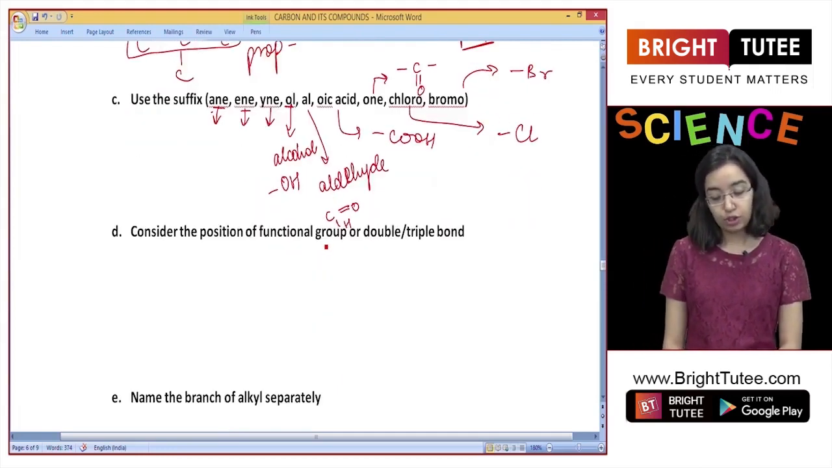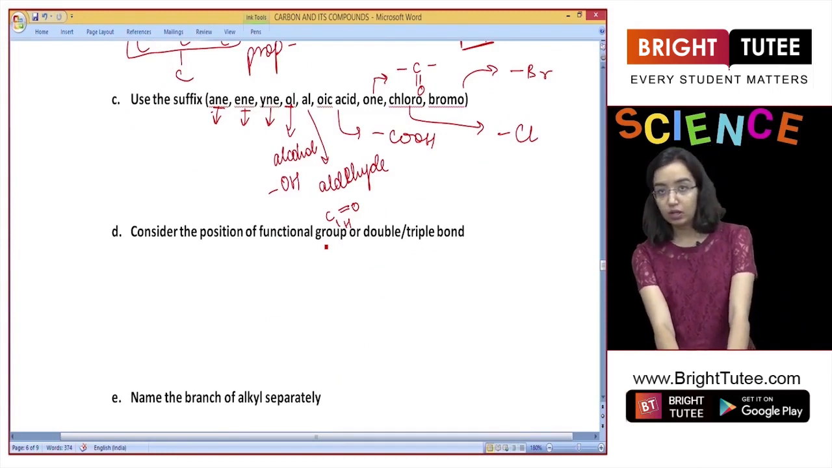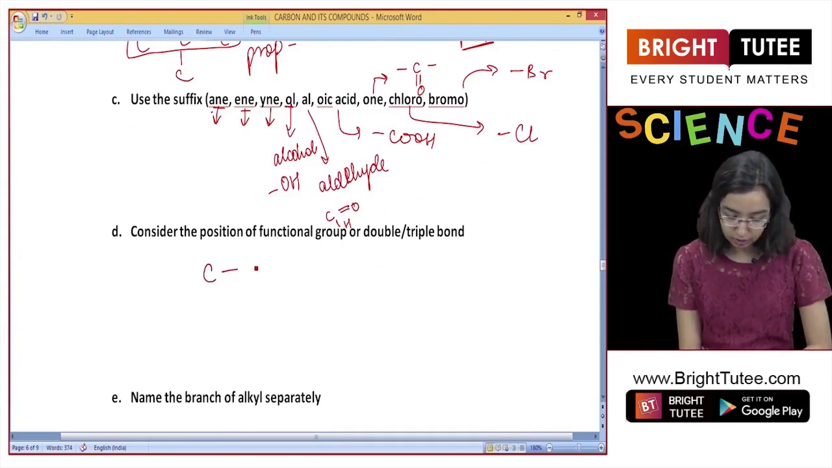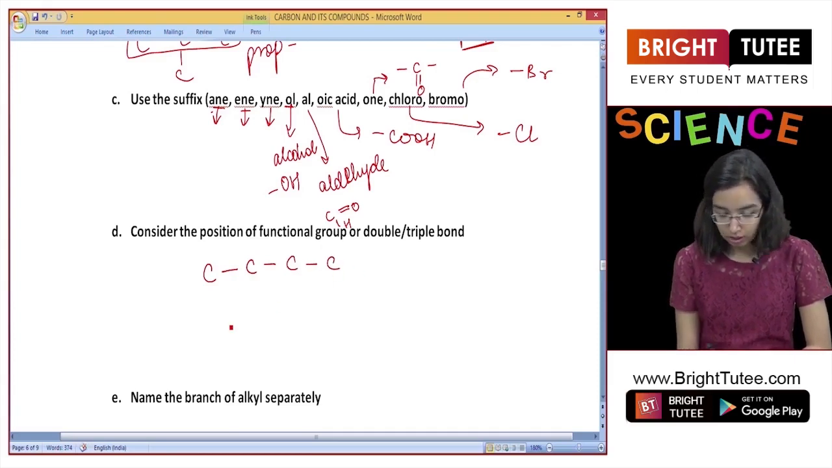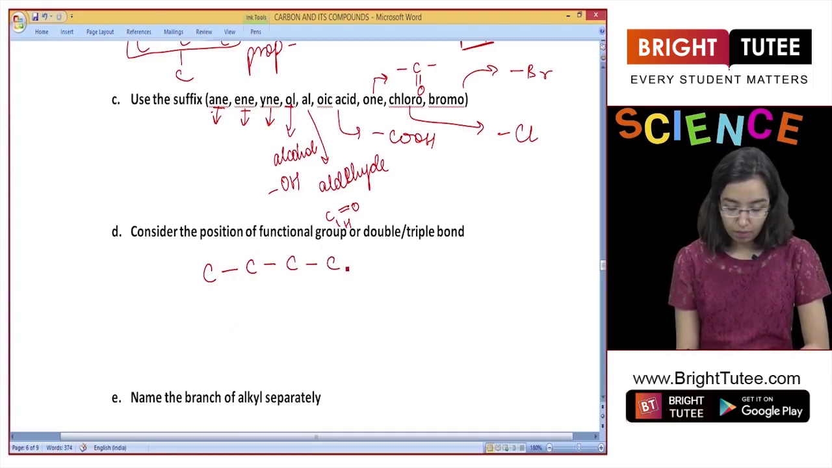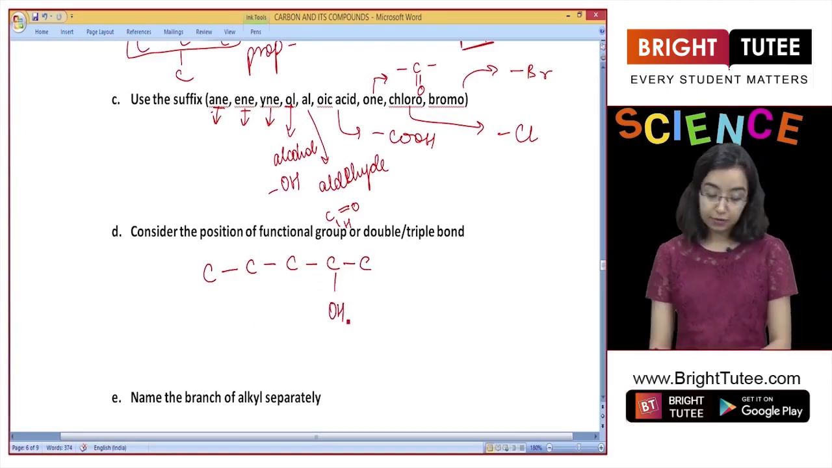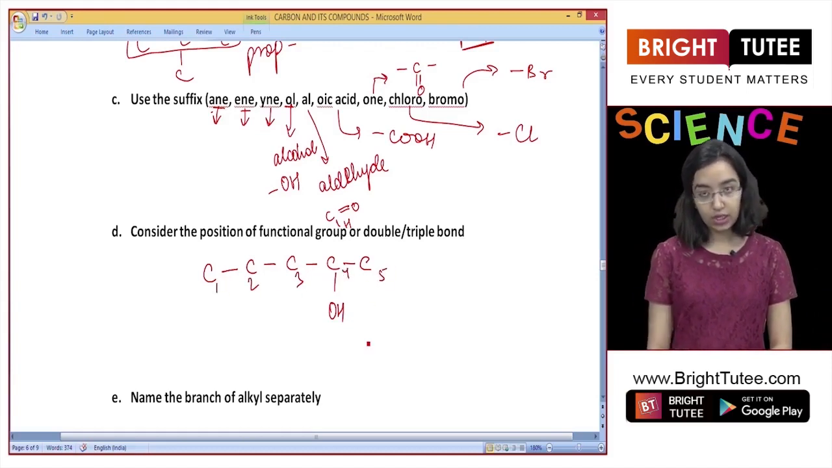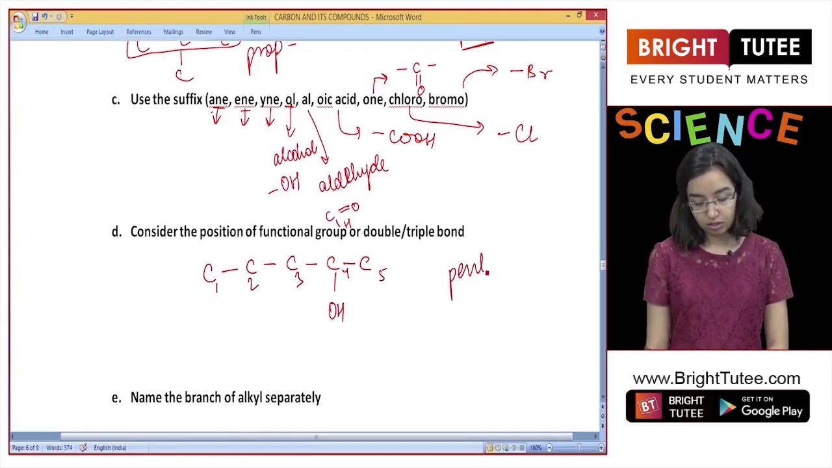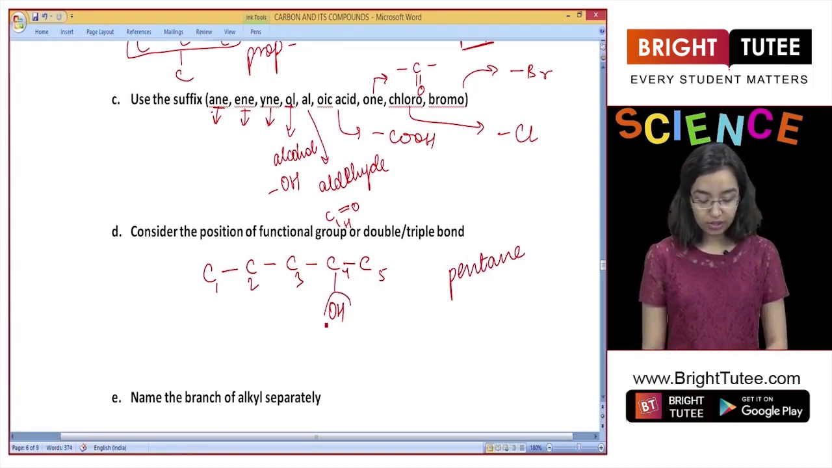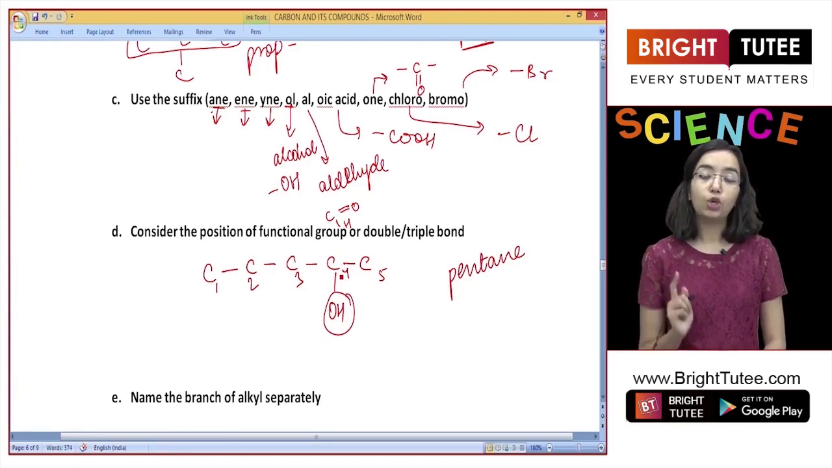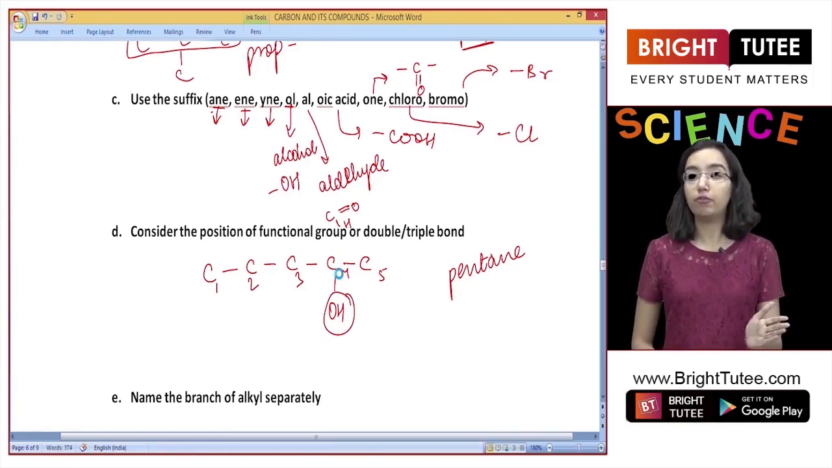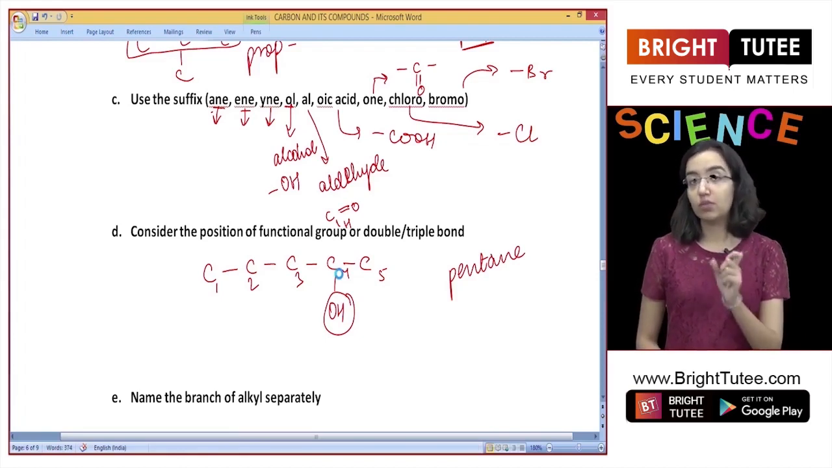Now we go on considering the position of the double bond or the triple bond. Let's see. So here are 4 carbon atoms. Let's make it 5, right? So here there's a possibility of an OH here. Now if I attach an OH here, I can say that the OH is attached on 1, 2, 3, 4, 5. So the chain is 5. I know it is called as pent, and because it's a pure chain, I'm calling it pentane. Now I can say that the OH is attached on the 4th carbon atom. But you have to keep in mind that you have to start numbering from the end, which will give the functional group the smallest number.